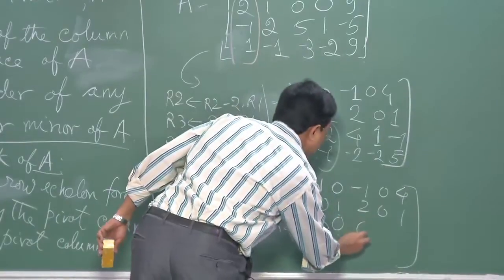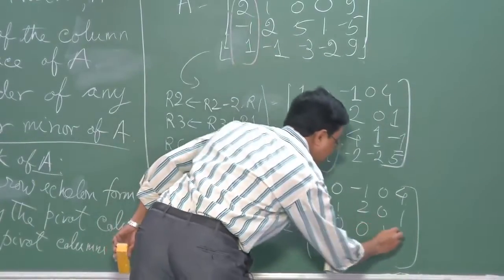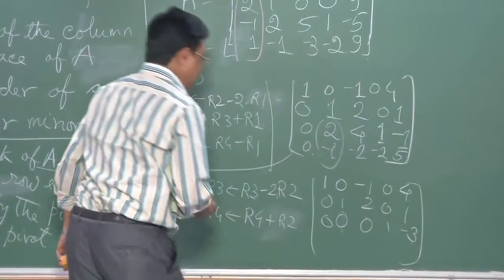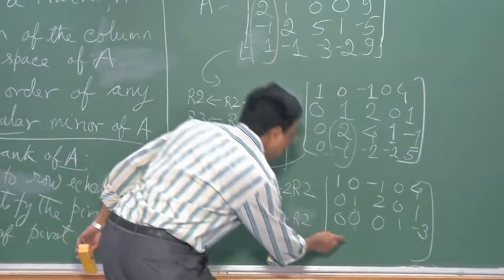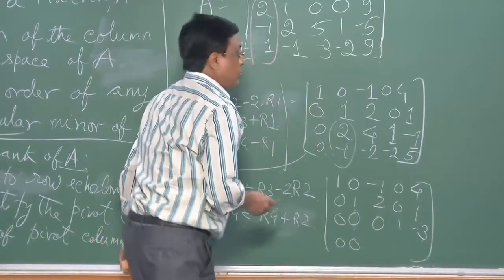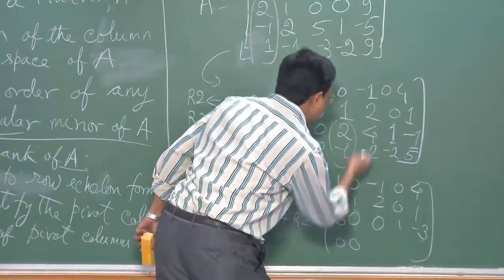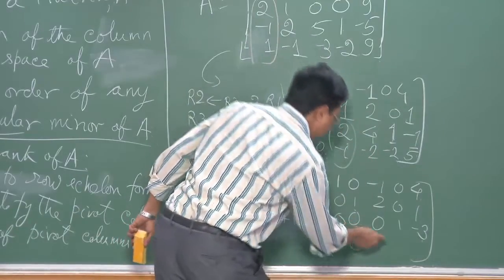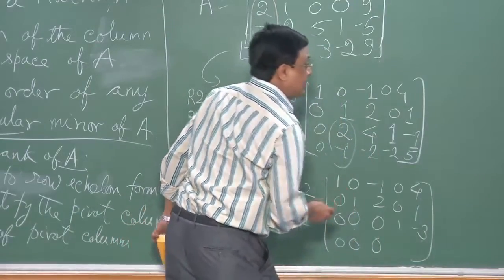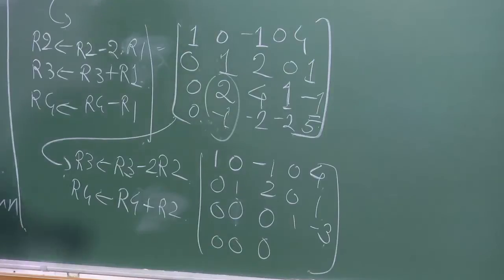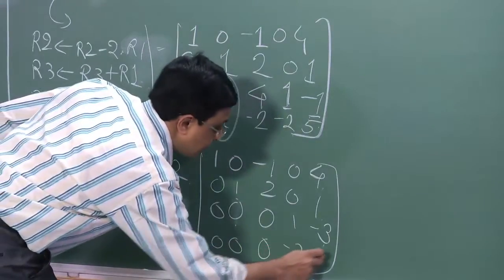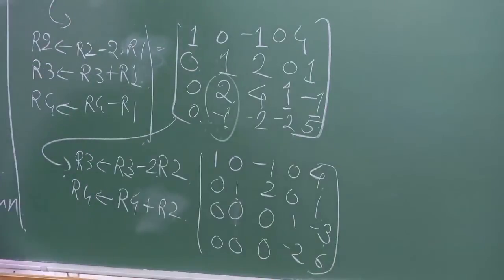This will also become 0, this 3, and then finally you have 0 0, and check it out yourself, these terms almost cancel out till this point, minus 2 and 6, because that is what you are adding. So, you continue in this form.